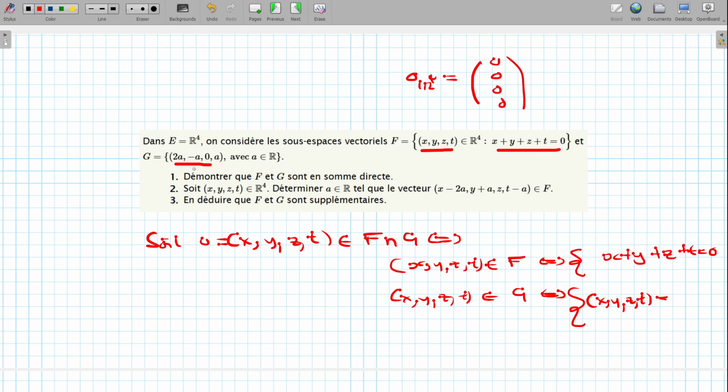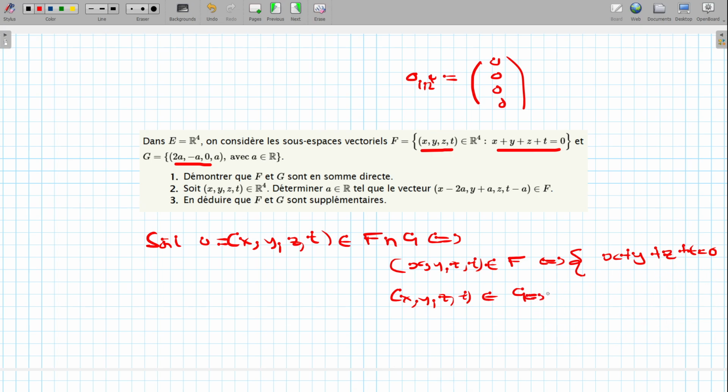So here we don't have an equation to describe the set G like we have for F. Here we have the general form of the vector. This is how every vector is going to look, with different values of A taken. So that's why I'm equating. So I'm going to say this is equal to 2A minus A. Maybe I should give myself some more space here.